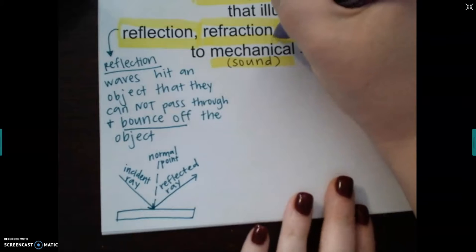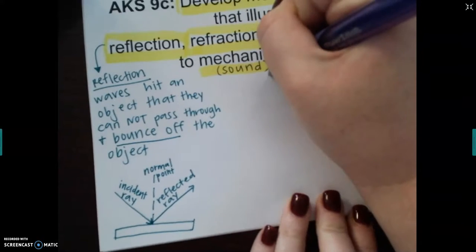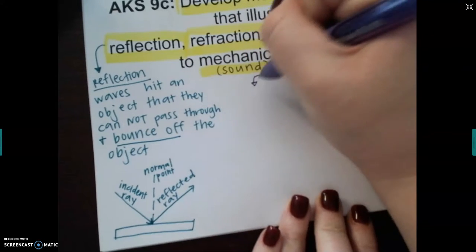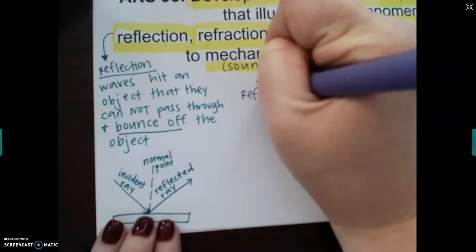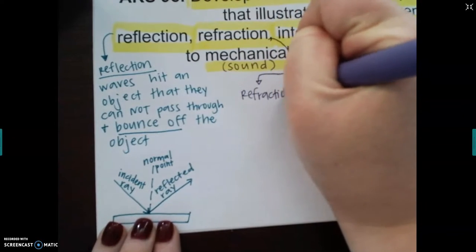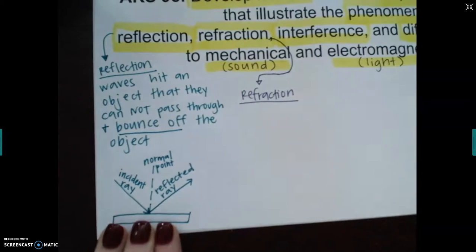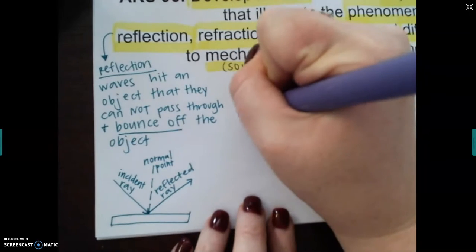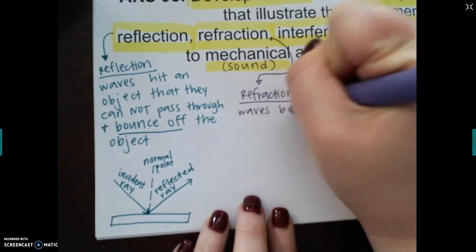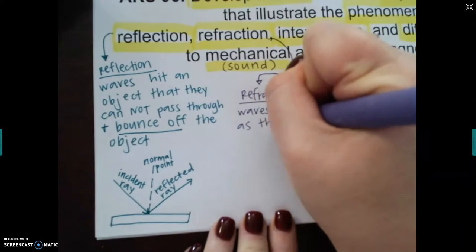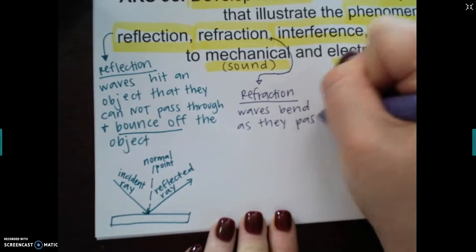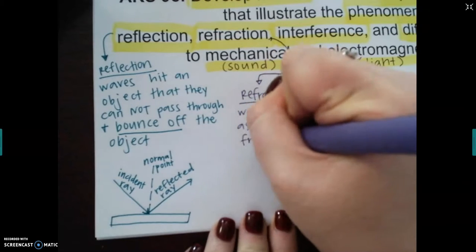Refraction, and I'll use a different color, purple here. I'm going to draw my little arrow down, and I'm going to write refraction. So refraction occurs when waves bend as they pass from one medium to another.